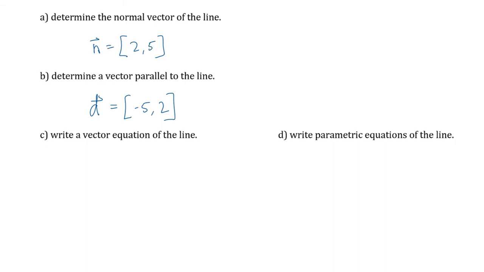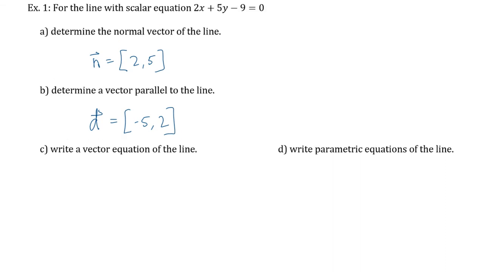Well, you need a direction vector. Okay, we got that, check. And we need a position vector. So that is a vector to a point on the line. Okay, so how do we find a point on the line?